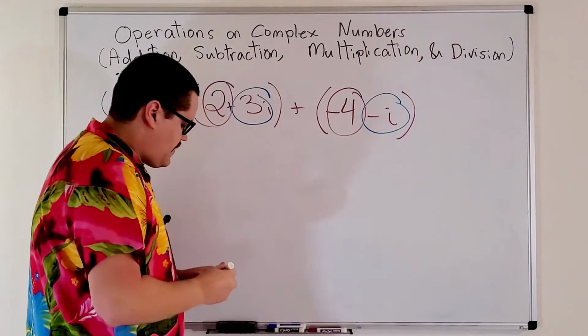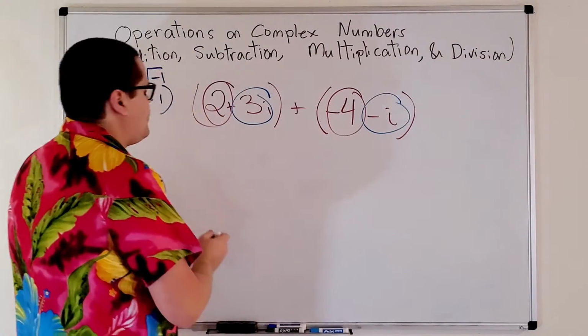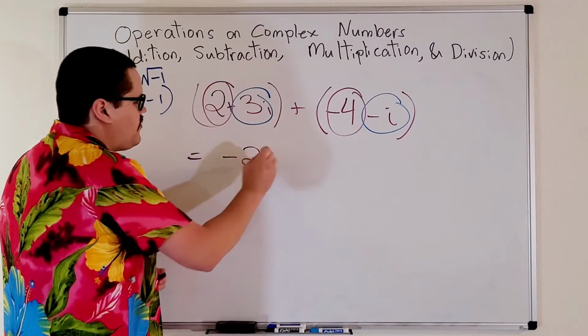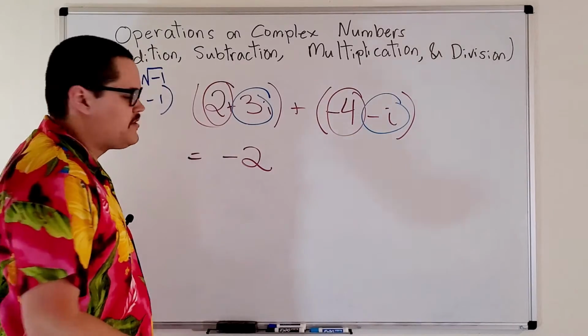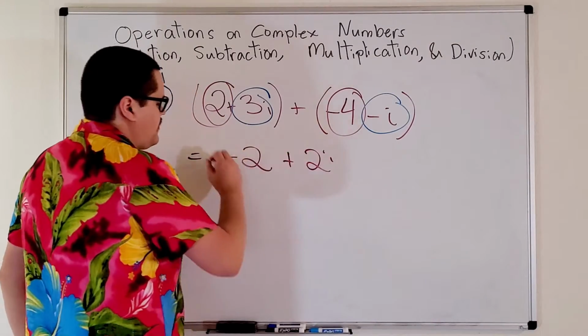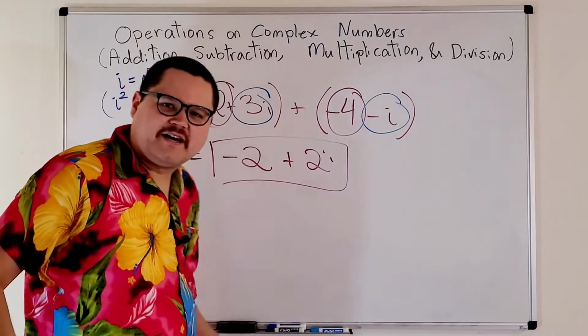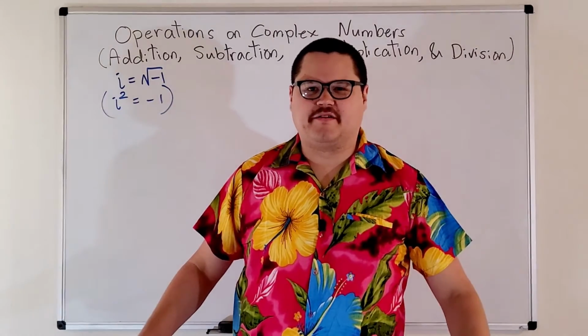So this sum equals, well, 2 minus 4 is negative 2. And if we have 3 i's and we take away 1 i, we're left with 2 i's. Ta-da! Let's do another example.